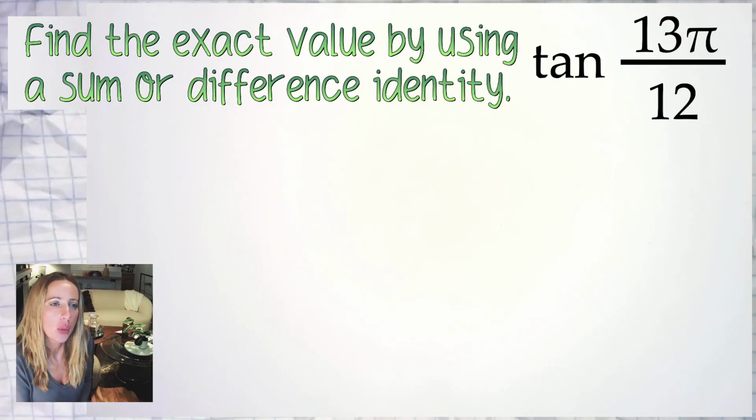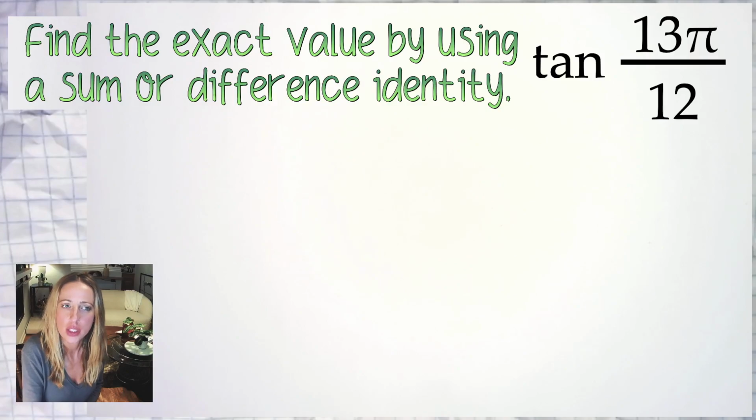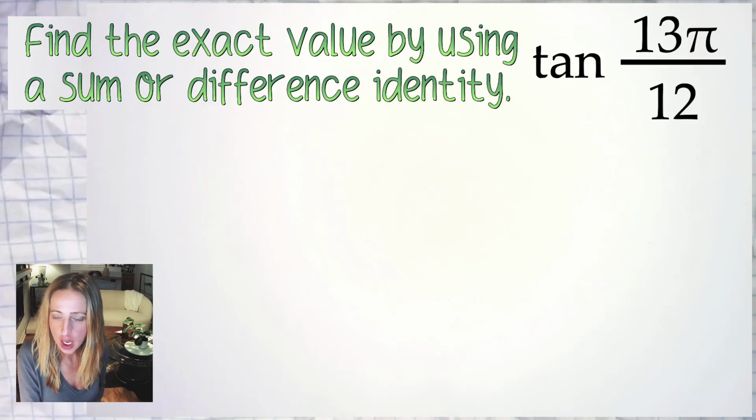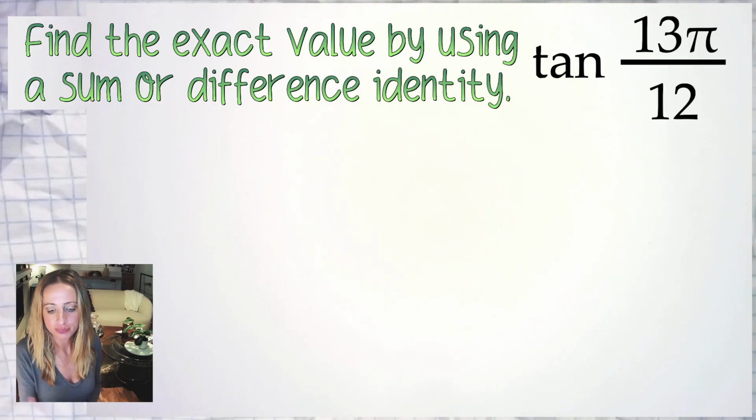In this example, we will find the exact value by using a sum or difference identity. And we're going to start here with tangent of 13 pi over 12.